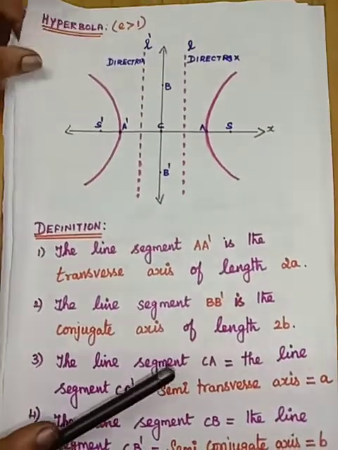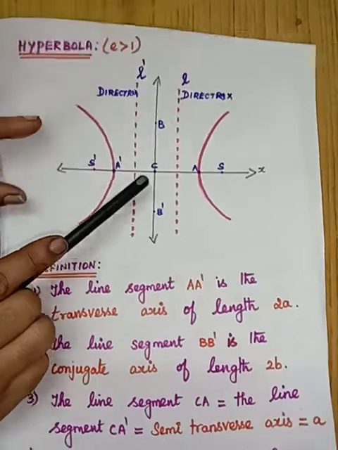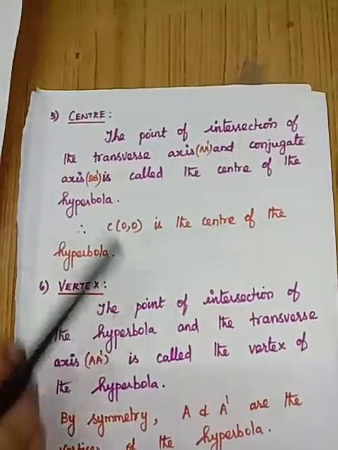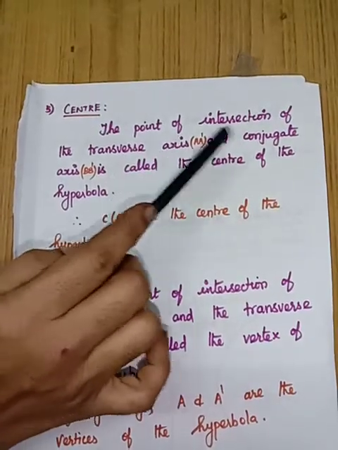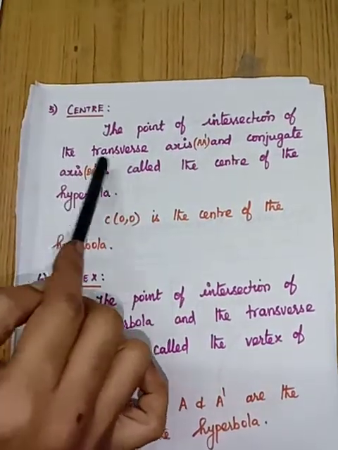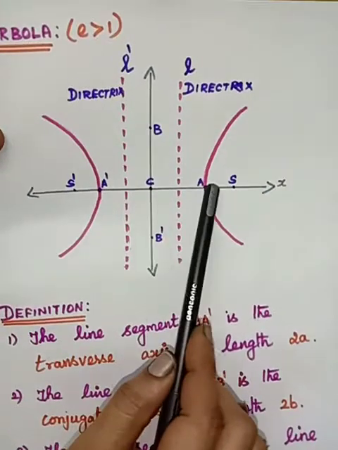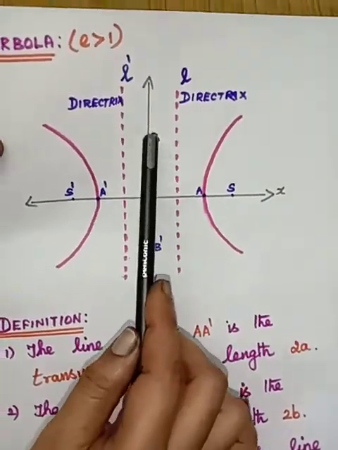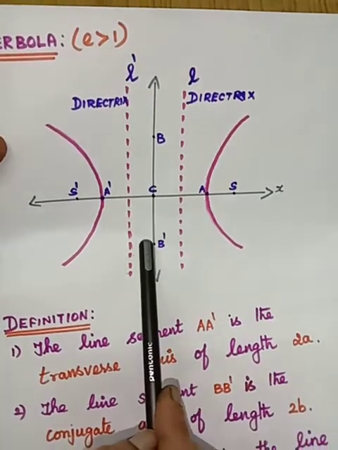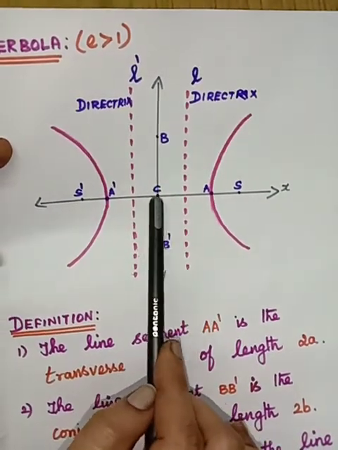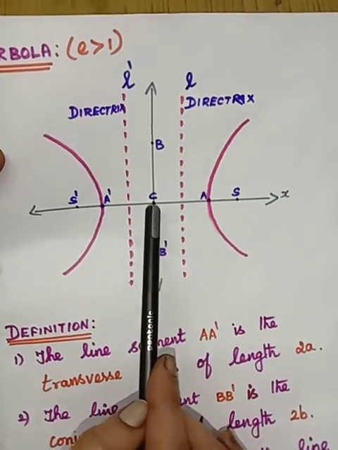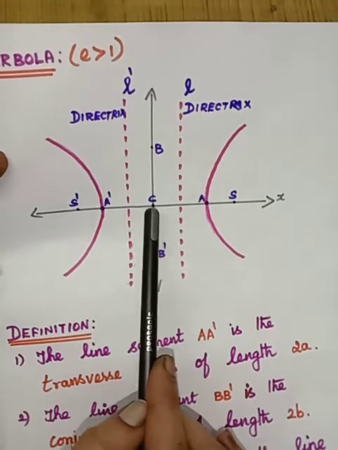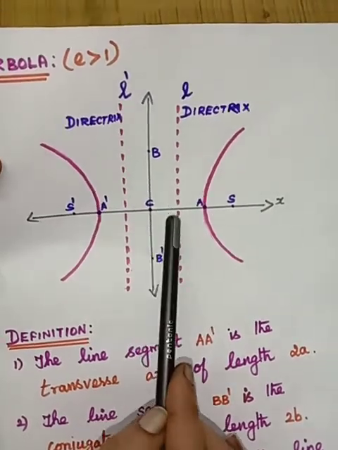Okay. So now here, next one, center. The point of intersection of the transverse axis and the conjugate axis is called the center of the hyperbola. Look at this, A'A is the transverse axis and B'B is the conjugate axis, and the point of intersection of these two is C (0, 0), called the center of the hyperbola.